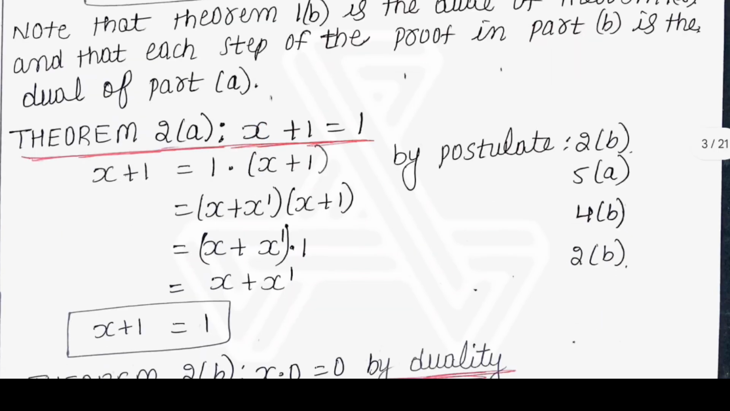Now 2a is x plus 1 is equal to 1. x plus 1 is 1 into (x plus 1), and 1 can be written as x plus x dash. So (x plus x dash) into (x plus 1). What is x plus x dash? So x plus 1 is equal to 1.